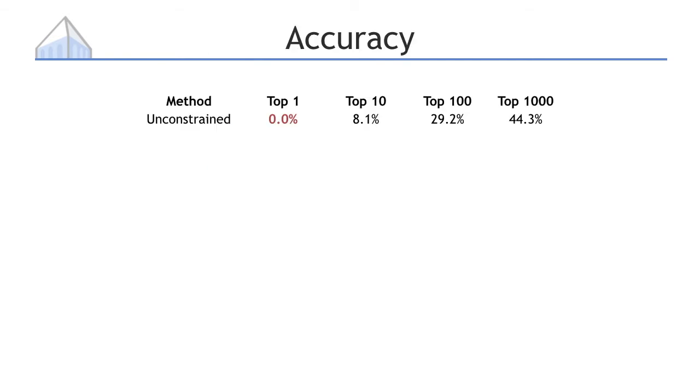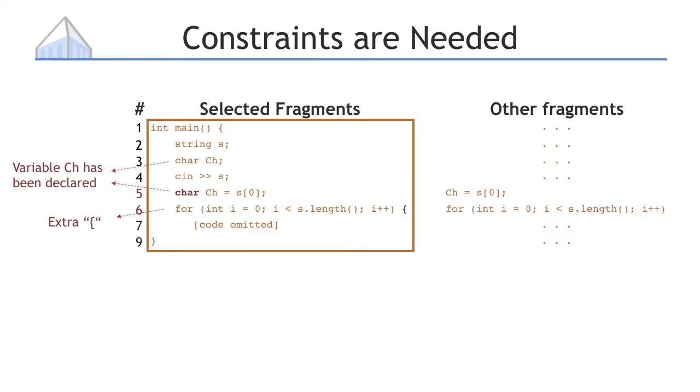Now we look at the accuracy of the baseline approach, where we do not impose any constraints when we combine the fragments. It does pretty poorly, and in particular, it achieves 0% top-1 accuracy. We need constraints to select and combine program fragments. On the left is a full program candidate formed by the selected fragments, and on the right are other unchosen fragments for each line.